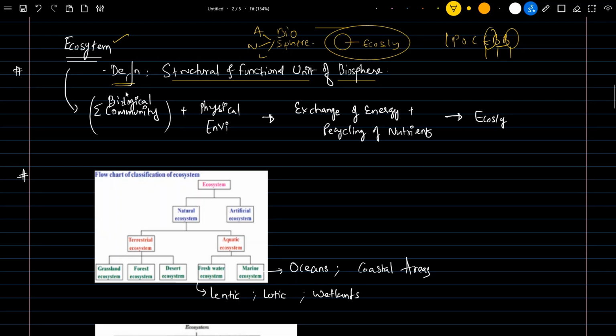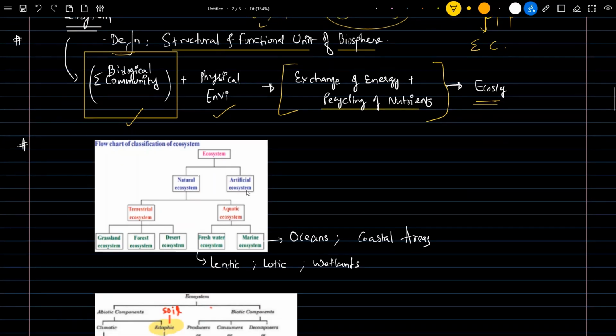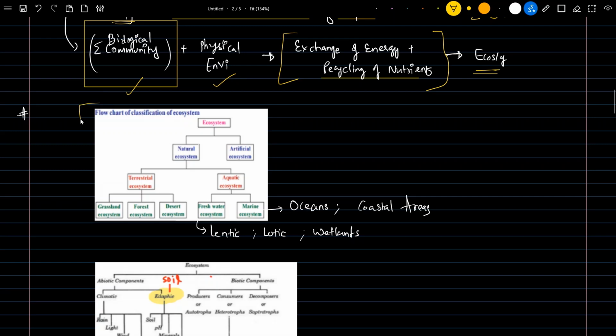So let's see about ecosystem in detail. Let's say there is summation of all the biological communities. As we saw earlier, ecosystem is nothing but a summation of many communities, and the interaction with the physical environment leads to a lot of exchange of energy and recycling of nutrients. So this completely comprises the ecosystem. Now let's understand the flow chart of classification of ecosystem.